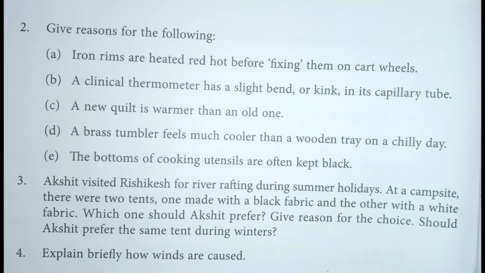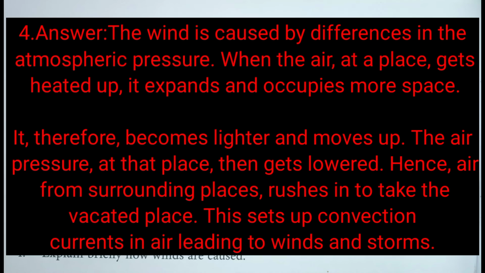Question number 4. Explain briefly how winds are caused. Answer. The winds are caused by differences in the atmospheric pressure. When the air at a place gets heated up, it expands and occupies more space. It therefore becomes lighter and moves up. The air pressure at that place then gets lowered, hence air from surrounding places rushes in to take the vacant place. This sets off convection current in air, leading to winds and storms.